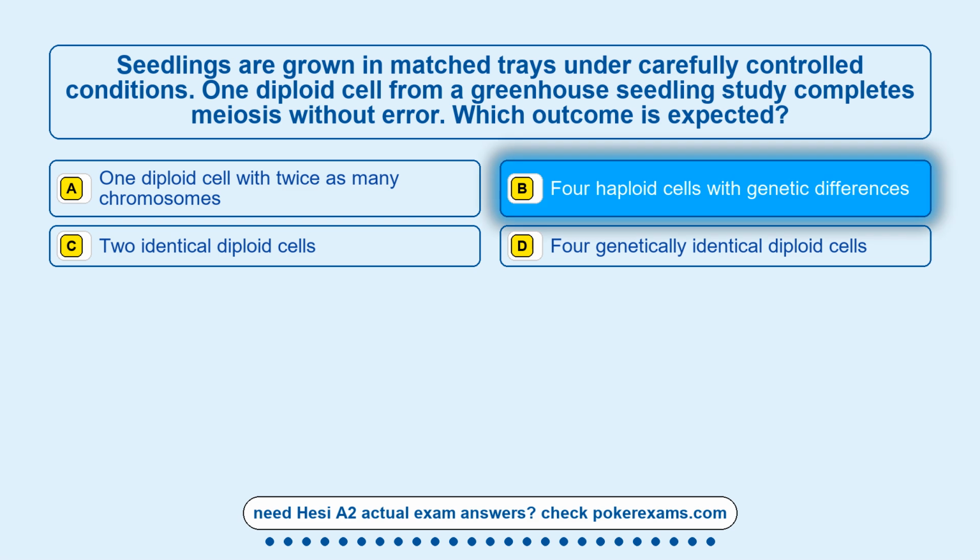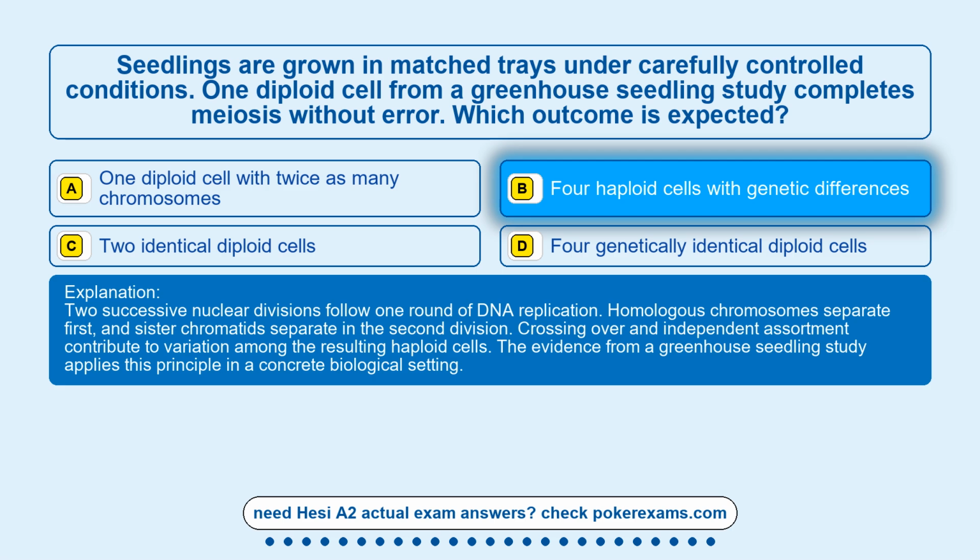The correct answer is option B. Four haploid cells with genetic differences. Two successive nuclear divisions follow one round of DNA replication. Homologous chromosomes separate first, and sister chromatids separate in the second division. Crossing over and independent assortment contribute to variation among the resulting haploid cells. The evidence from a greenhouse seedling study applies this principle in a concrete biological setting.